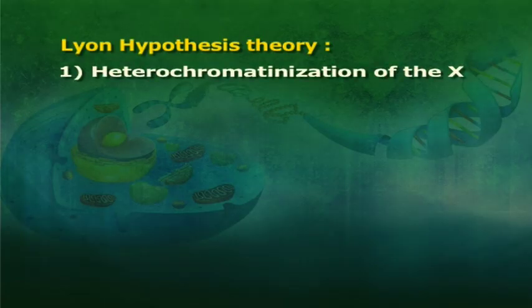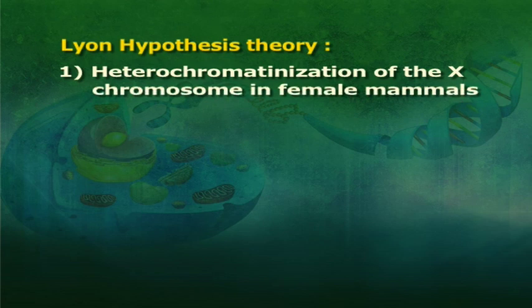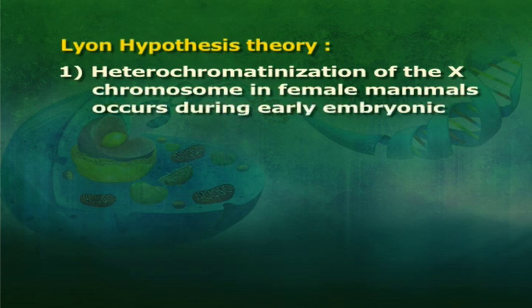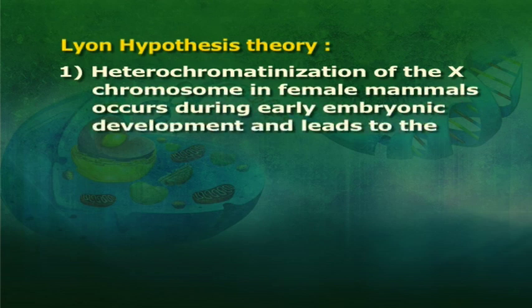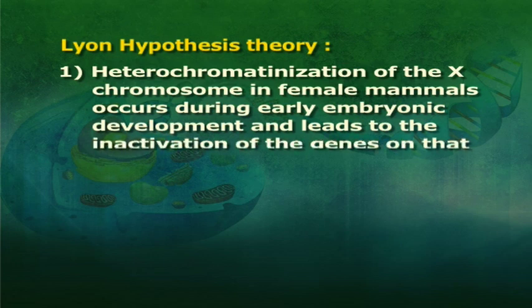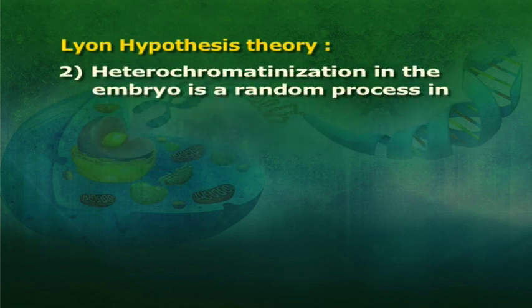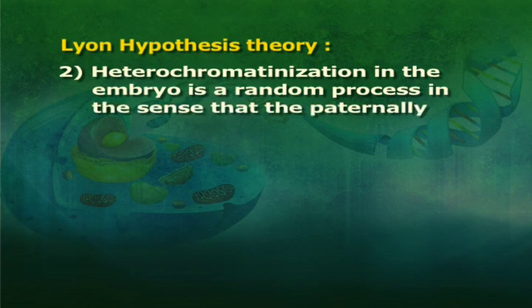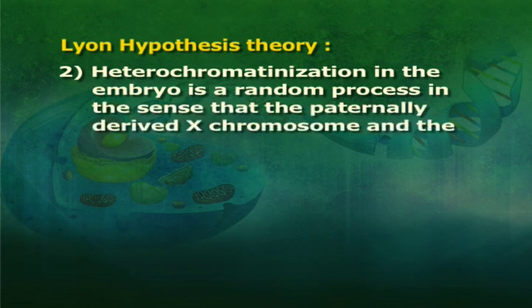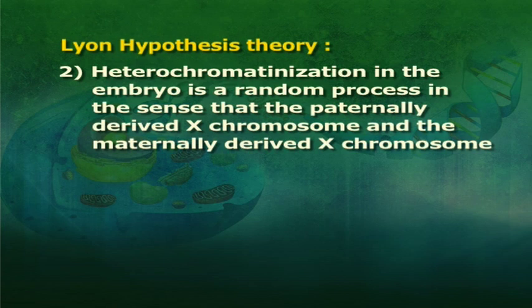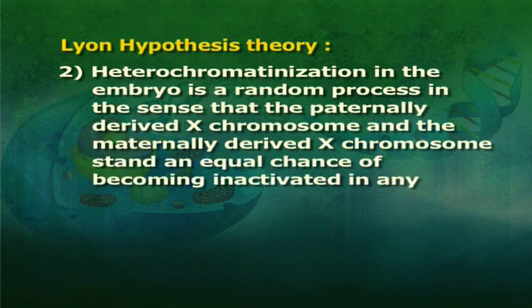First, heterochromatinization of the X chromosome in the female mammals occurs during early embryonic development and leads to the inactivation of the genes on that chromosome. Second, heterochromatinization in the embryo is a random process in the sense that the paternally derived X chromosome and maternally derived X chromosome stand an equal chance of becoming inactivated in any given cell.